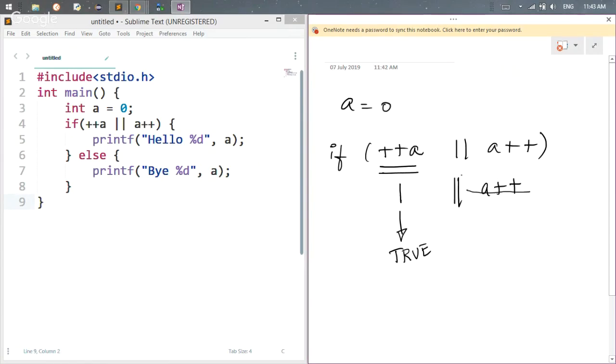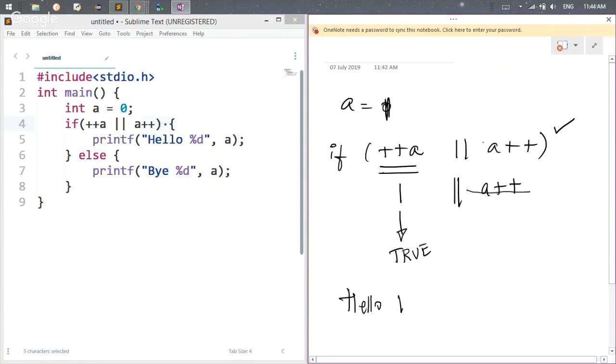If you are not doing it, then the value of a will still be 1. Okay, the value of a would still be 1. So this if condition will get evaluated to true. So if it is getting evaluated to true, obviously you're going to get the output as hello. At the same time, value of a will be 1 and not 2. Okay, so the answer for this will be hello 1 and not hello 2.